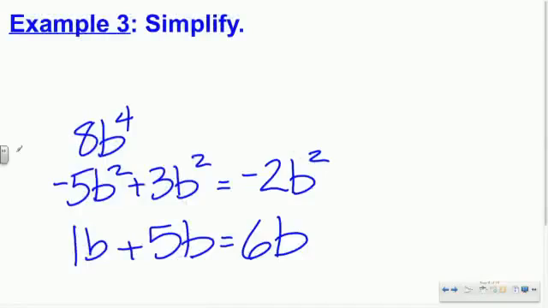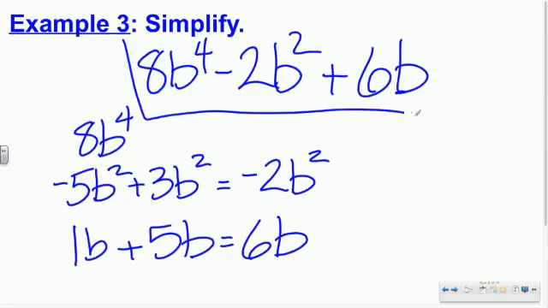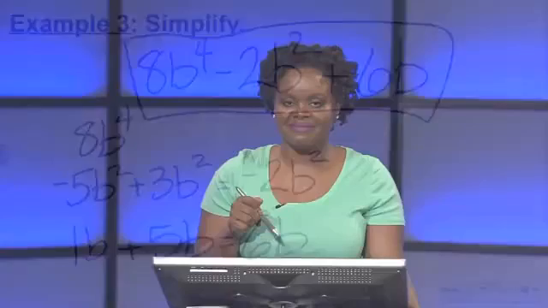Alrighty. So let's bring our little individual answers all together, because we solved our problem in chunks. So 8b to the 4th minus 2b squared plus 6b. It's in standard form because the exponents are going in descending order. All done. All right, you ready to try one?